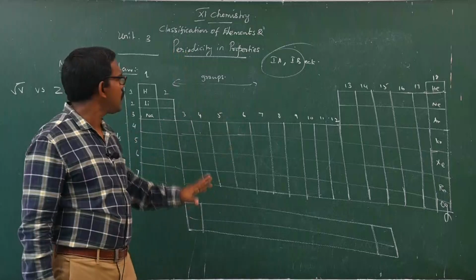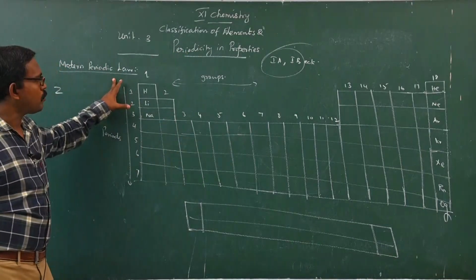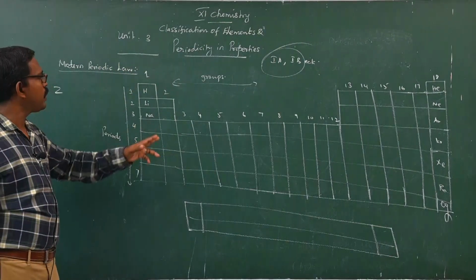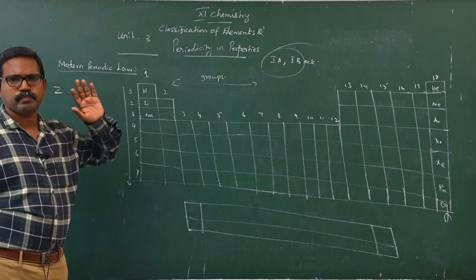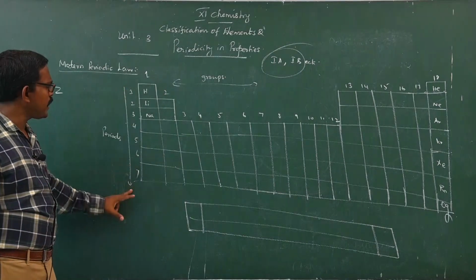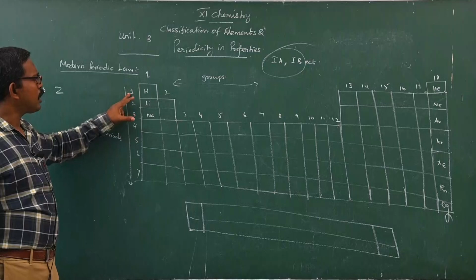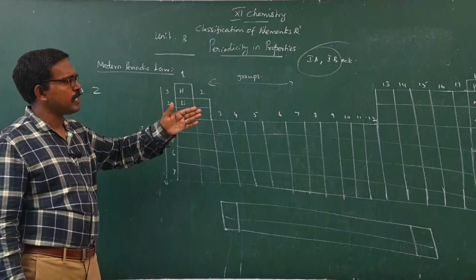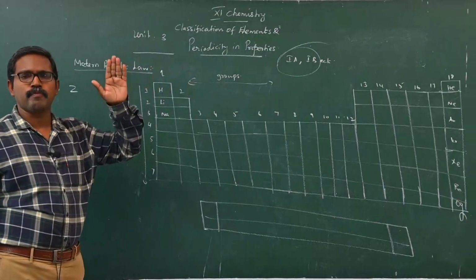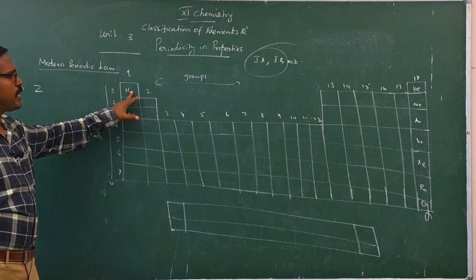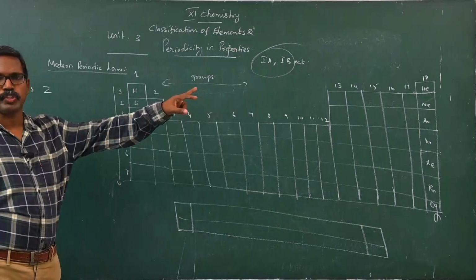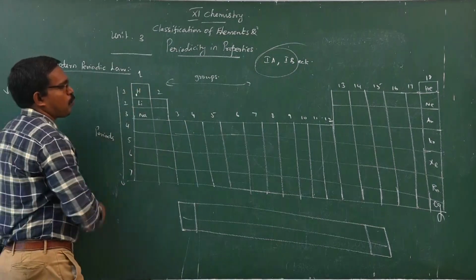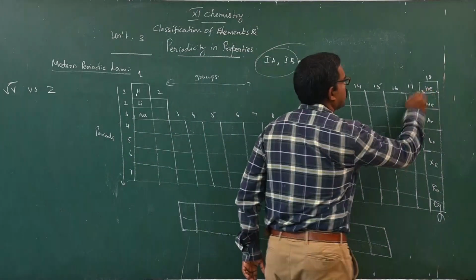Now the salient features of the modern periodic table. Totally there are 18 groups, numbered from 1 to 18, and 7 periods numbered from 1 to 7. Let us look at the number of elements present in each period of the long form of periodic table. The first period consists of only 2 elements, that is hydrogen and helium, with atomic number 1 and atomic number 2.